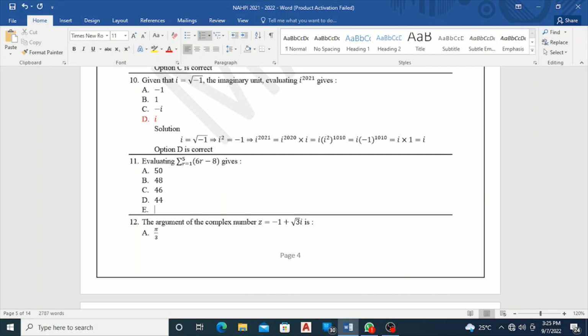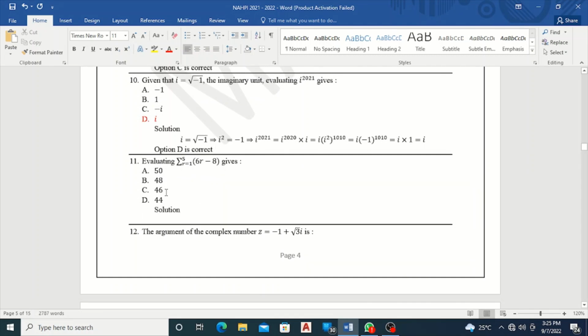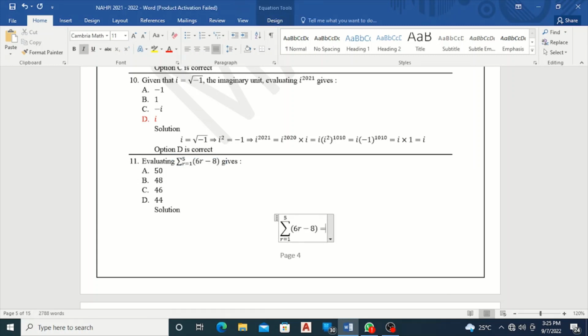Alright, question 11. Evaluating this sum. So I'm just going to rewrite the sum. So we have this sum, right? This sum you can do in 2 ways. Either you fit the terms. When r is equal to 1, the first term is 6 minus 8, which is -2, plus when r is equal to 2, we get 12 minus 8, which is 4, plus when r is equal to 3, we get 18 minus 8, which is 10, plus when r is 4, we get 24 minus 8, which is 16, and finally when r is 5, 30 minus 8 is 22.